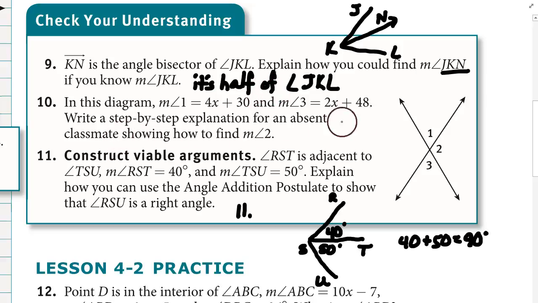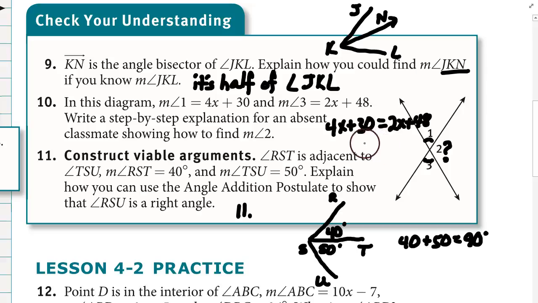Number 10, in this diagram, we have angle 1 with an algebra expression, and angle 3 has an algebra expression. How could we find angle 2? Because angle 1 and angle 3 are vertical angles to each other, they are the same size. So we could make an equation by saying that the 4x plus 30 is equal to the 2x plus 48. Solving the equation gets us an answer for x.